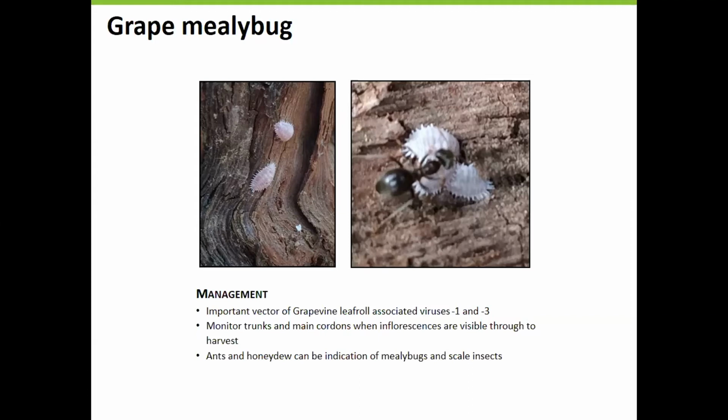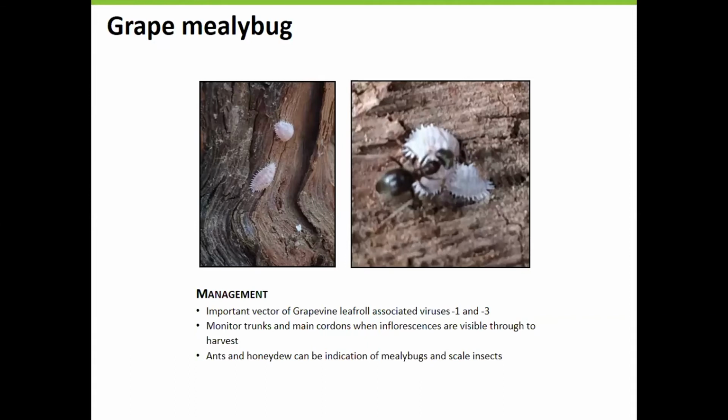Having said that, they're quite small, but it's relatively easy, even with my bad eyes, to see them on trunks and some of the main cordons. They look like a little oval throw rug with a little fringe on the side. But the key, if you're trying to hunt for them, is to look for ant movement. Both these pictures were taken in the valley, actually. Usually if I see a lot of ants moving up and down the vines, I'll look for mealybug and some of the scale insects.